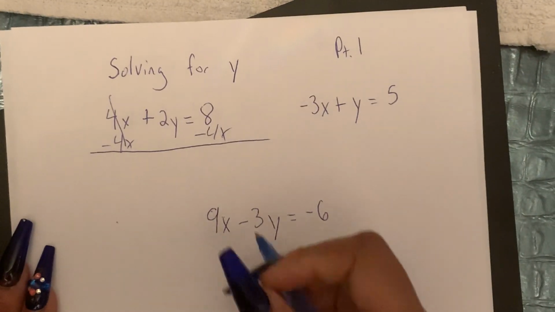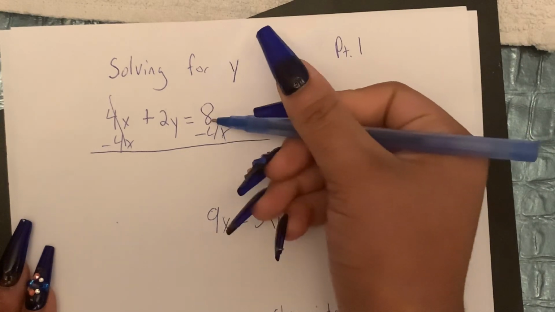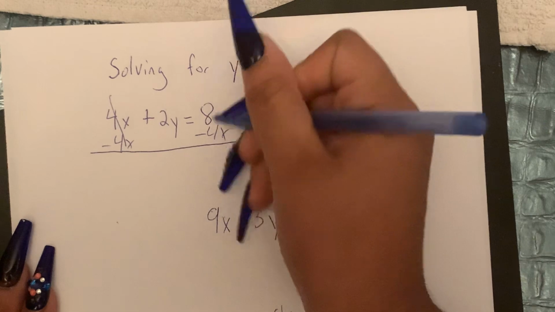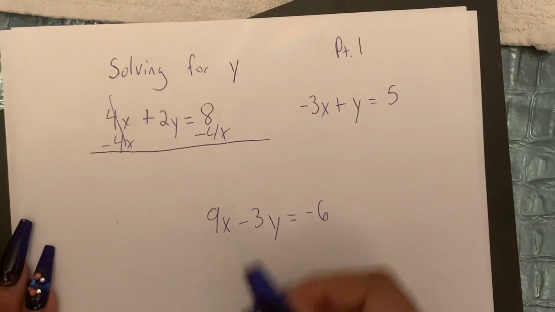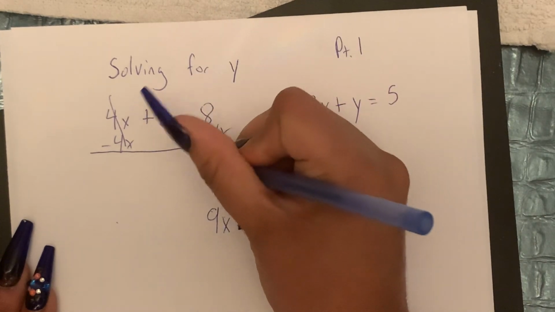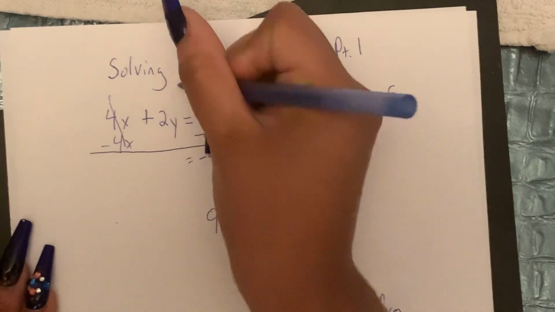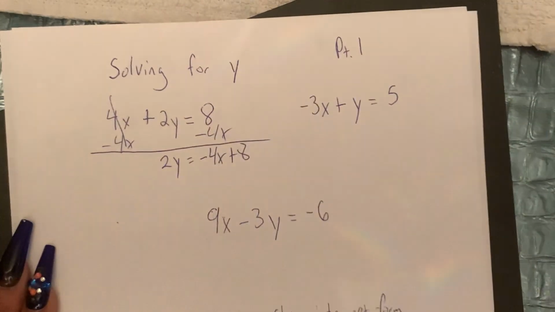Okay, so these are not like terms because this one has an x and this one does not. So I cannot actually do anything to those. I'm just going to copy them, starting with the x term. Okay, I'm going to copy 2y.